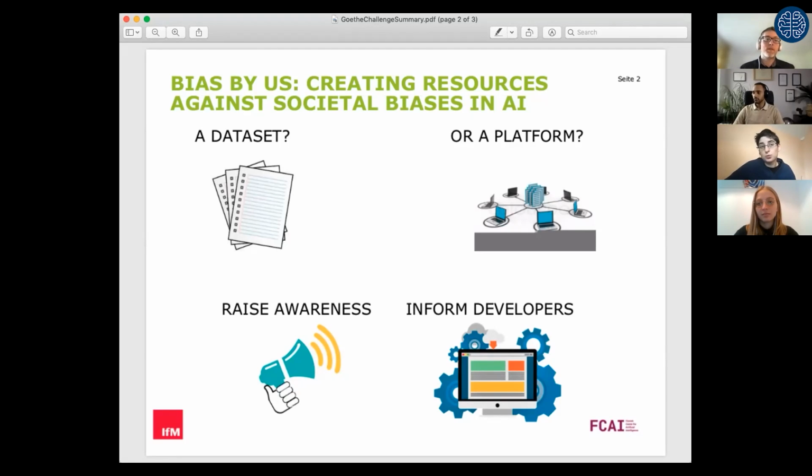So there's one element of raising awareness in general. It's important for everyone to know what these systems are capable of or not capable of as they become more and more widespread. And there's another element of actually encouraging the people who develop these systems, who research these systems, to really work on these problems, to know that the shortcomings are being seen. And the solution by the Bias by Us team will be presented in just a moment.